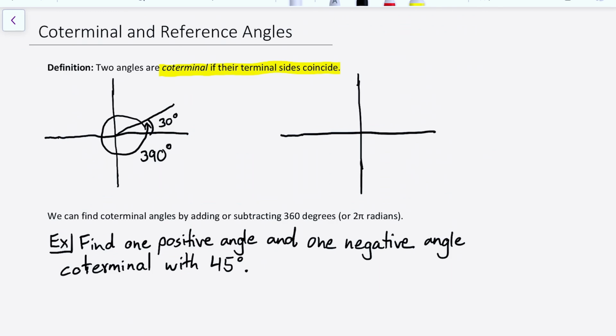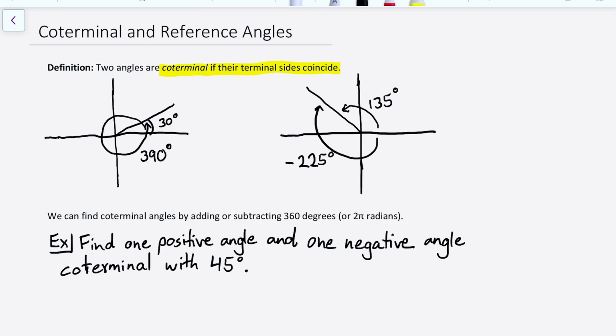I should also mention here that we can measure negative angles. Say I consider a positive angle 135 degrees. That's measured counterclockwise from the positive x-axis. I could also describe the same point by measuring clockwise from the positive x-axis. This would be a negative angle, and this would be negative 225 degrees. So negative 225 degrees and positive 135 degrees are coterminal angles.